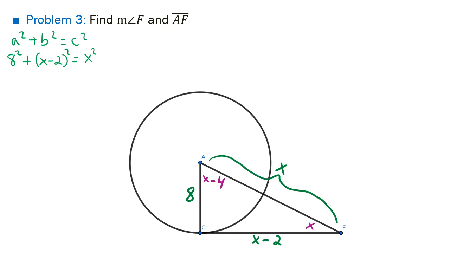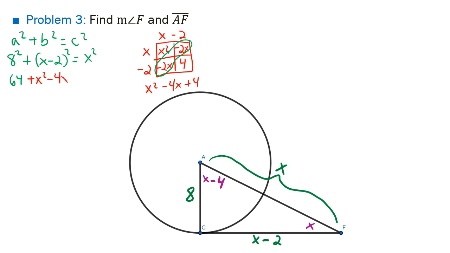We're going to have 8 squared, which is 64. The x minus 2, we're going to go back to Algebra 1 and do the box or foiling, whatever you were taught. So x times x is x squared, x times negative 2 is negative 2x, negative 2 times x is negative 2x, and negative 2 times negative 2 is positive 4. Then we're going to go ahead and combine our like terms here, and we will end up with x squared minus 4x plus 4. So plus x squared minus 4x plus 4 equals x squared.